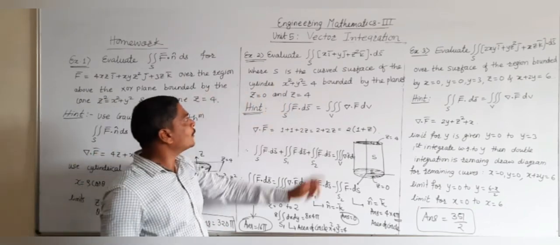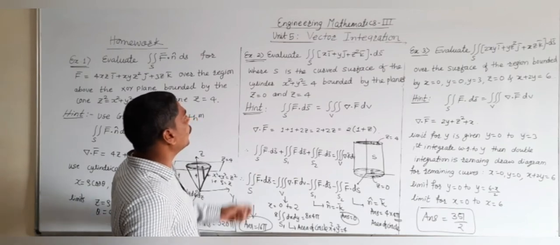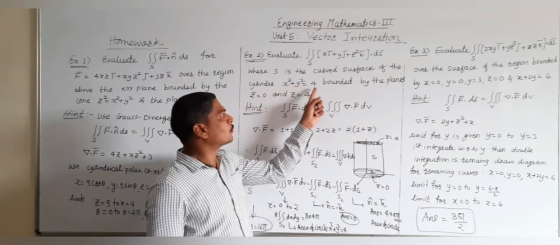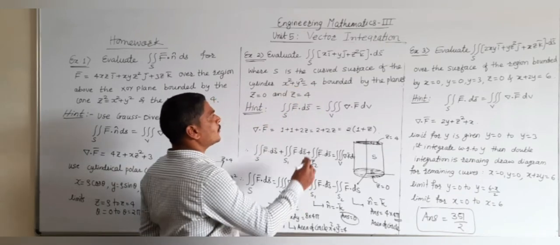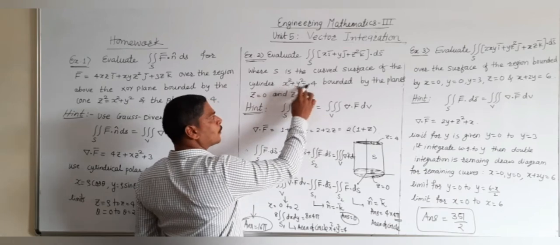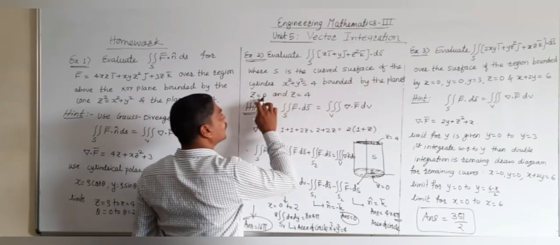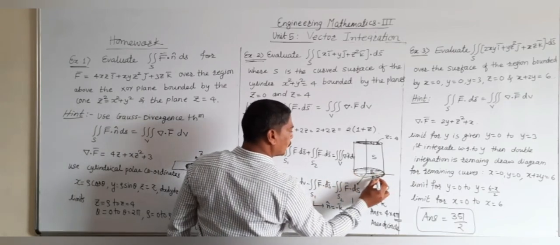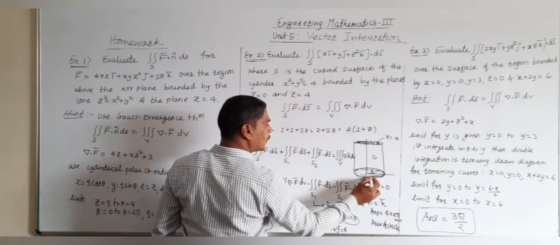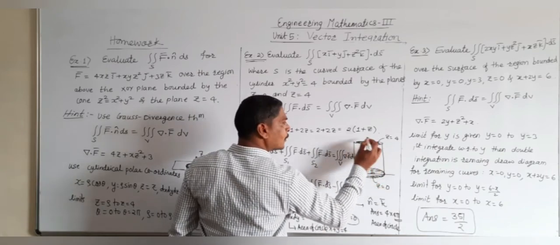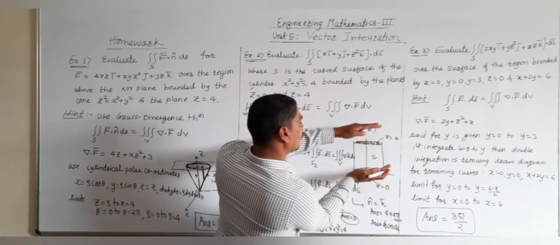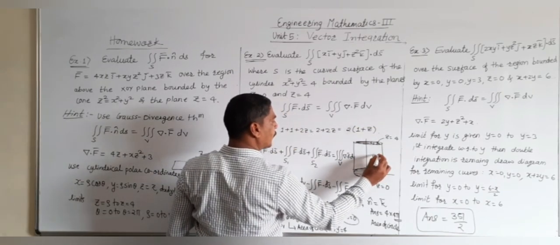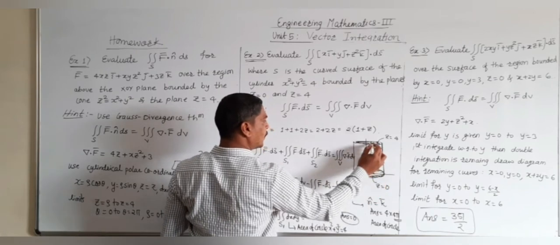Similarly, evaluate this second example. Here S is the curved surface of the cylinder x square plus y square is equal to 4, bounded by the planes z is equal to 0 and z is equal to 4. So this is our diagram. This cylinder is bounded by the planes z is equal to 0 and z is equal to 4. So these are two planes, and the cylinder is bounded by these two planes. So our required surface is this surface bounded by the surfaces S1 and S2.